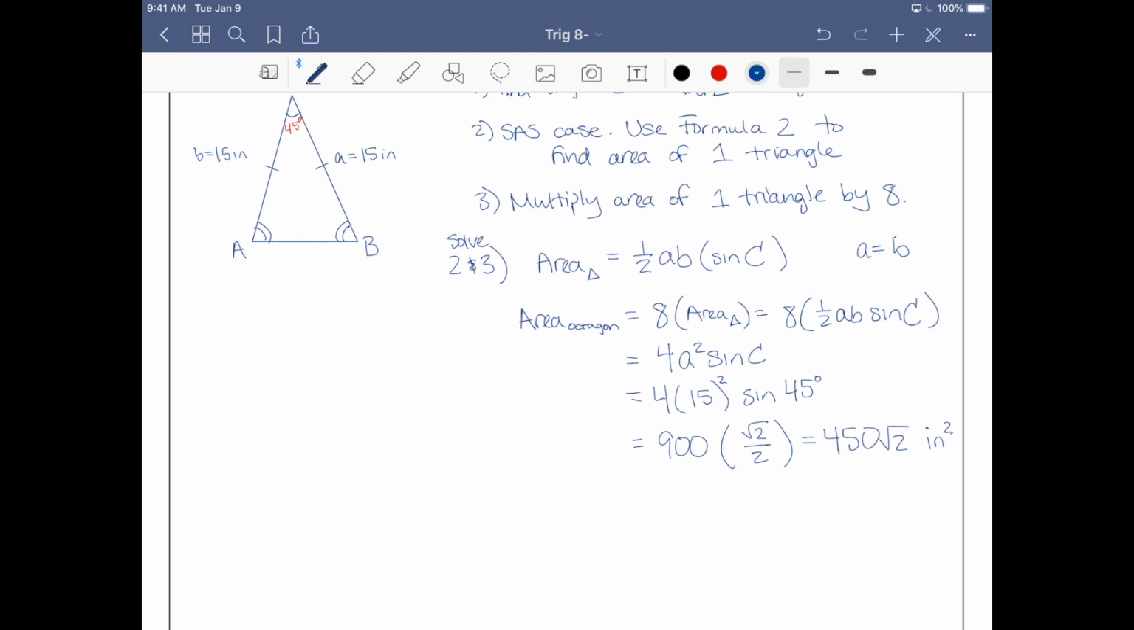But of course, to give us a little bit more perspective, if I put that in a calculator and round to one decimal place, I get 636.4 square inches. And that is the area of the octagon.